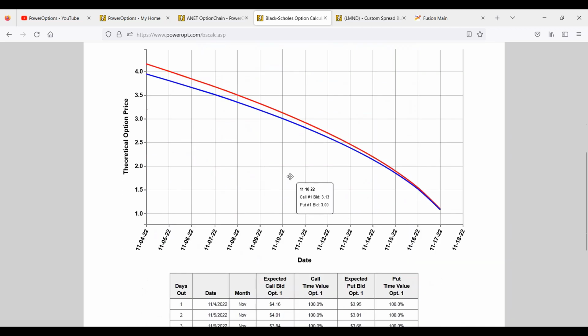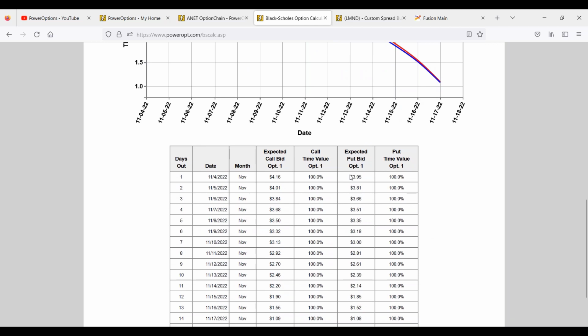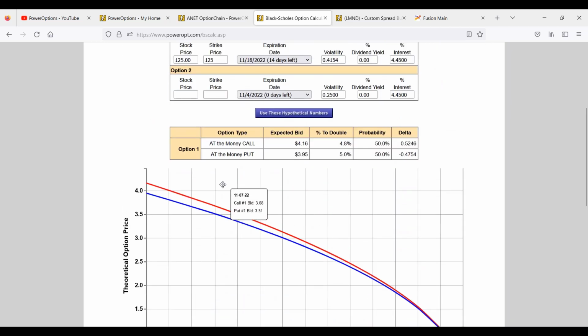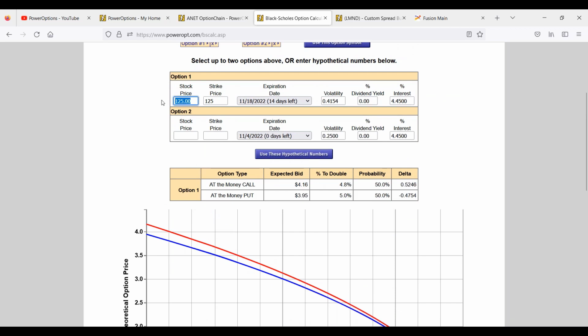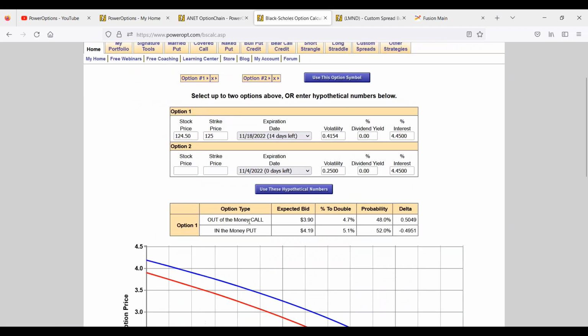But here we see that, of course, we'd be starting off with a put at 395, or not quite double. So that tells us we'd probably need a stock price of 124.25 or maybe 124.50. Get a little bit of oomph there. Yep, 124.50 puts us right at 419. Almost double of where we are.